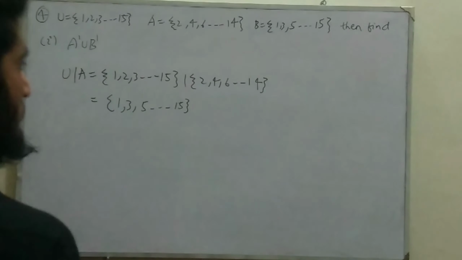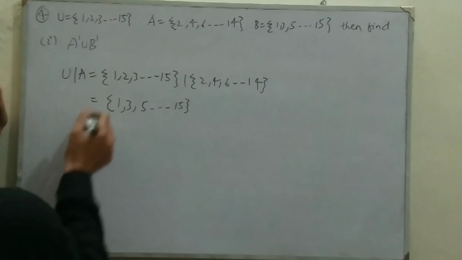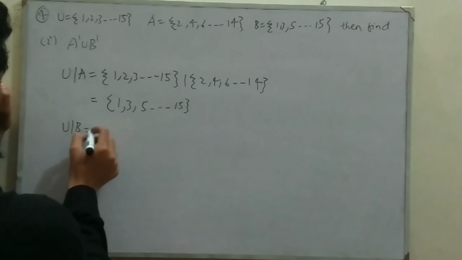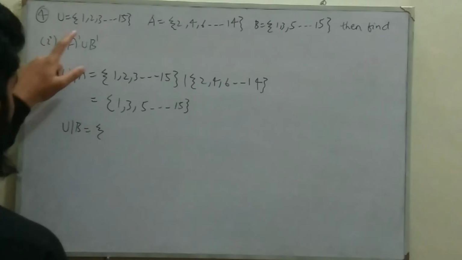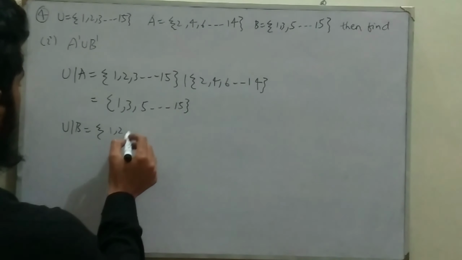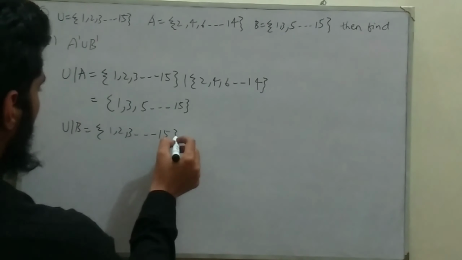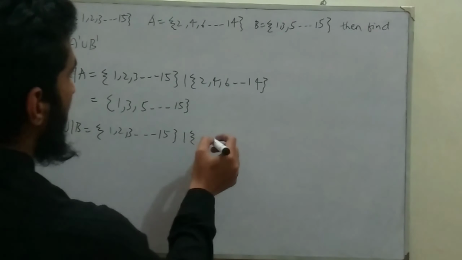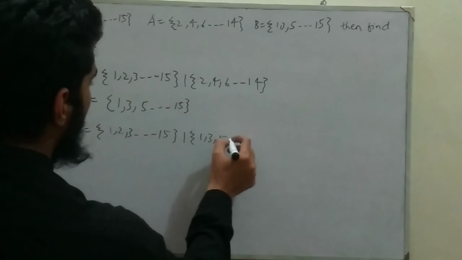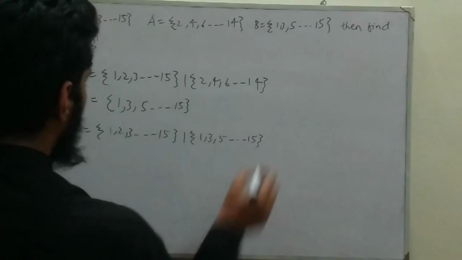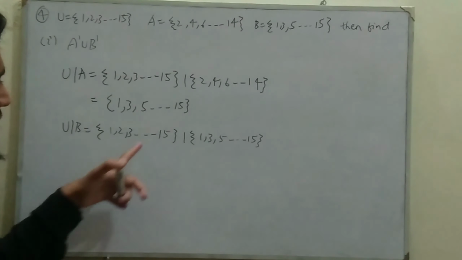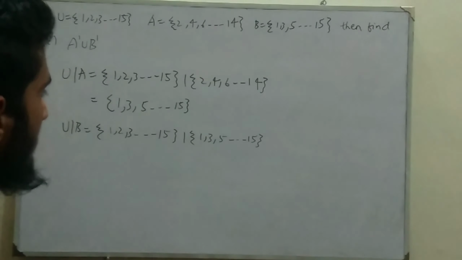Now we are going to find B complement. U minus B is our B complement. U is 1, 2, 3 goes to 15, minus B is 1, 3, 5 goes to 15. Now all those elements which are included in the first set and not included in the second set.